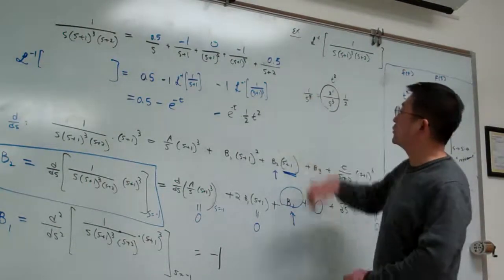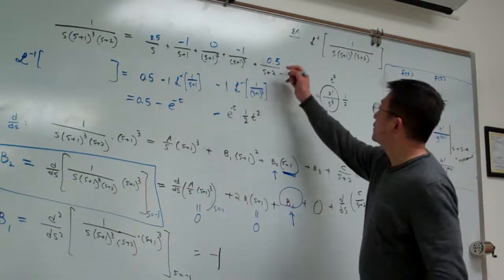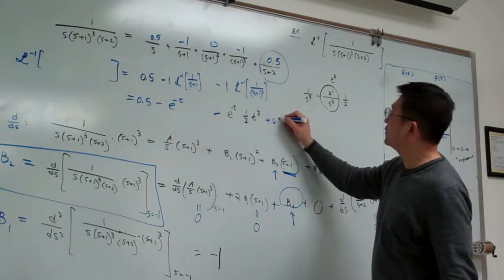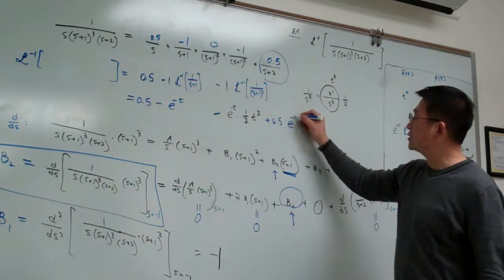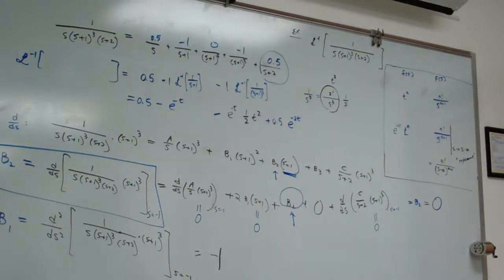Then the final term should be very straightforward. The final term is a Laplace inverse of this one. The coefficient is 0.5, and the Laplace inverse of 1 over s plus 2 corresponds to e to the minus 2t. And then again, we take this one here.